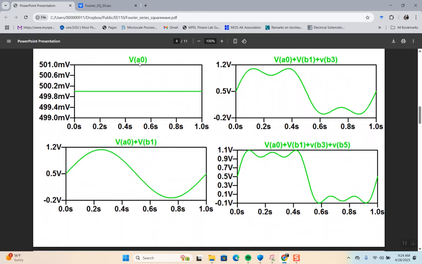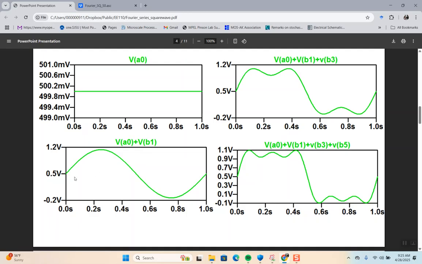So V of A naught is a half, right? Which is a pretty poor approximation of a square wave. But the thing is, the average error, if you will, would be 0, right? Because half the time it's too high and half the time it's too low. But as we know, when doing a root mean square error, you have to square the errors and add them up, right?